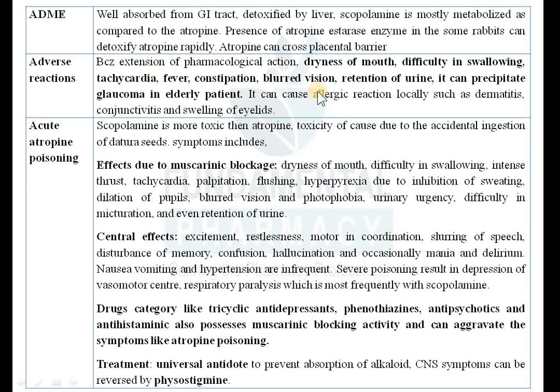Adverse reactions: the main adverse reactions are dryness of mouth, difficulty in swallowing, tachycardia, fever, constipation, blurred vision, retention of urine. It can precipitate glaucoma in elderly patients. It can cause allergic reactions locally like dermatitis, conjunctivitis, and swelling of eyelids.